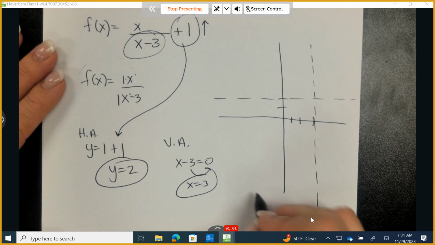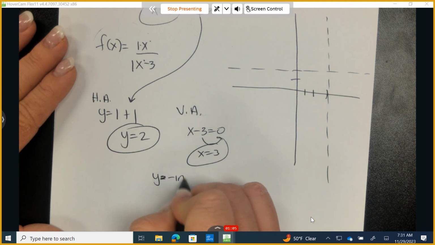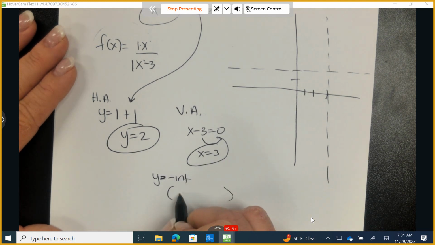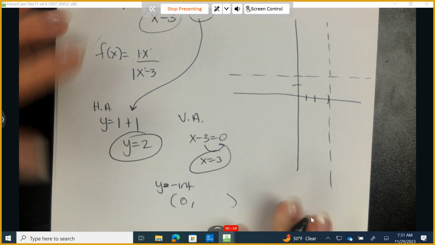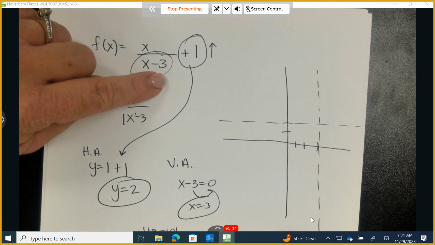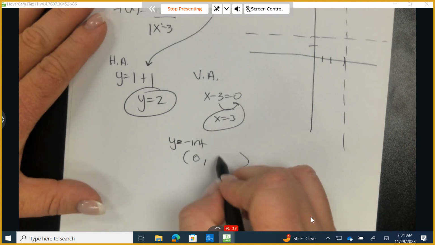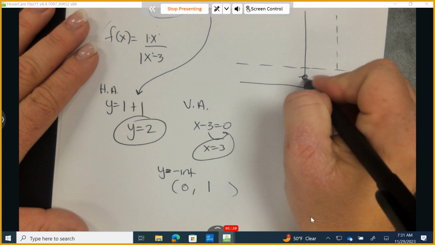So the next thing we're going to do is figure out what the y-intercept is. Whenever we figure out the y-intercept, we know x should be 0. So I'm going to put a 0 here for x, and I'm going to just do mental math. 0 divided by 0 minus 3 is negative 3. 0 divided by negative 3 is just 0, and 0 plus 1 is 1. So I'm going to go to 0, 1, and make a dot.